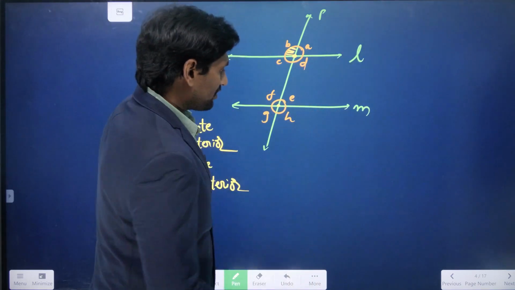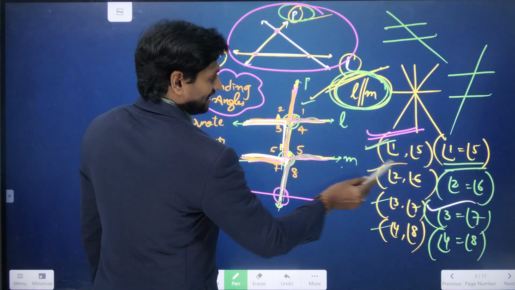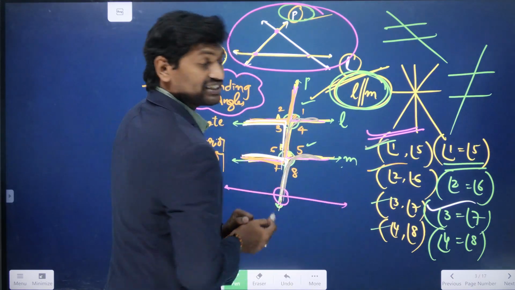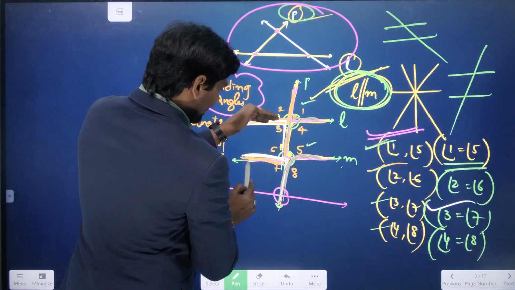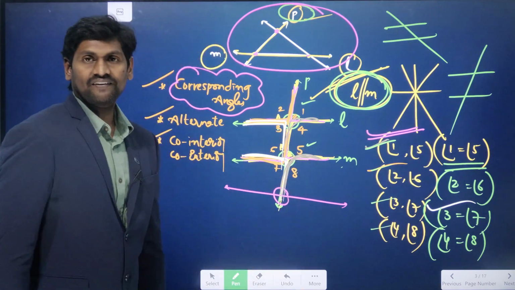While you are observing, see all the pairs of angles: one interior, one exterior. Angle 1 is exterior, angle 5 is interior, between the lines. Angle 2 is exterior, angle 6 is interior. Angle 3 is interior, angle 7 is exterior. Angle 4 is interior, angle 8 is exterior.